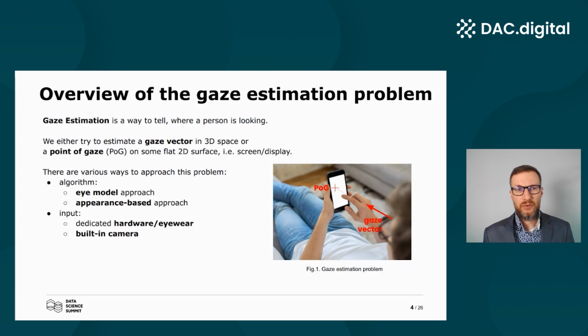When it comes to input signal, there are various options available. Some methods use an external hardware mounted above or below a screen. Other methods rely on dedicated eyewear equipped with IR and RGB cameras. Finally, some approaches like ours use cameras already built in mobile devices or laptops.